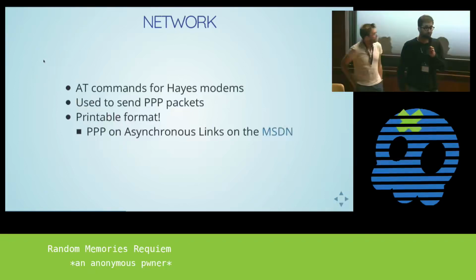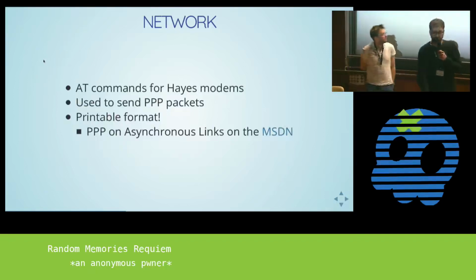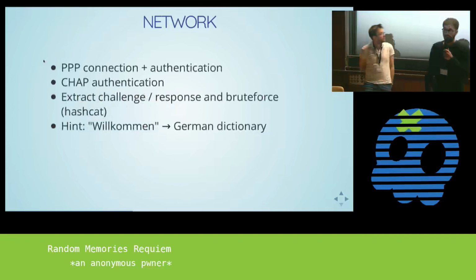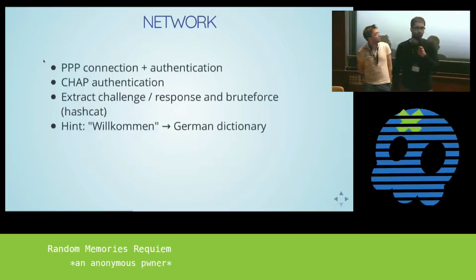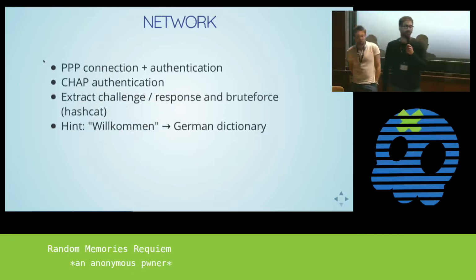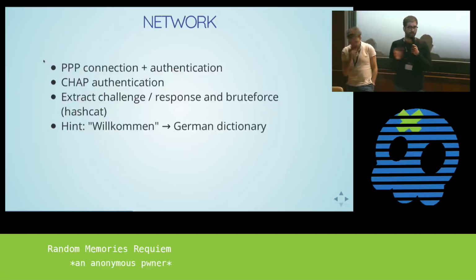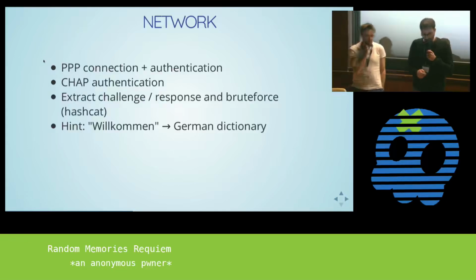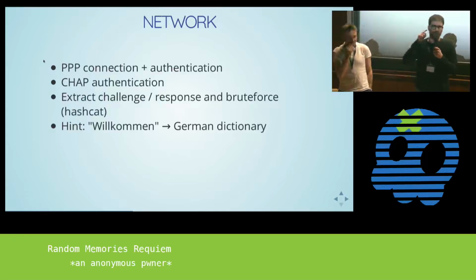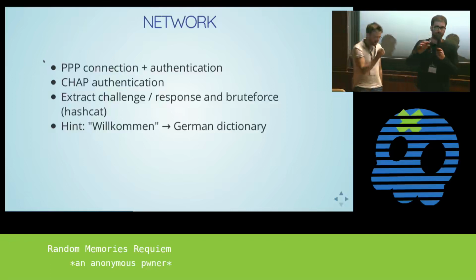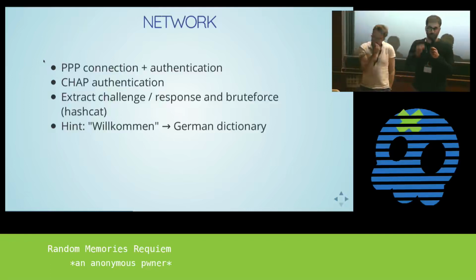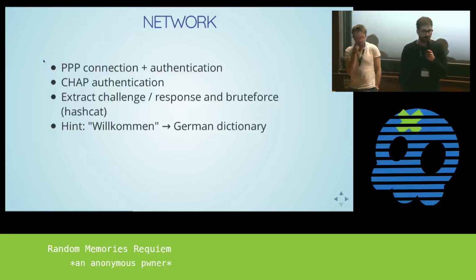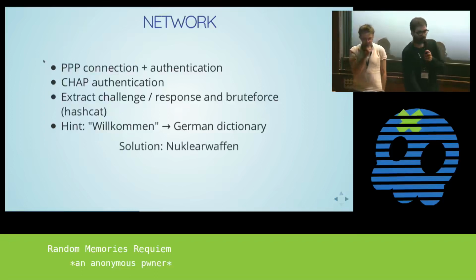The only description I found was on the MSDN. Once you get this, you understand that this is a PPP connection, and the authentication is done with CHAP, challenge response. You extract the challenge and the response, and you brute force. That doesn't work. And actually, if you remember that the connection message is willkommen, you brute force again with a German dictionary, and this time that works. And the solution was nuclear Waffen.